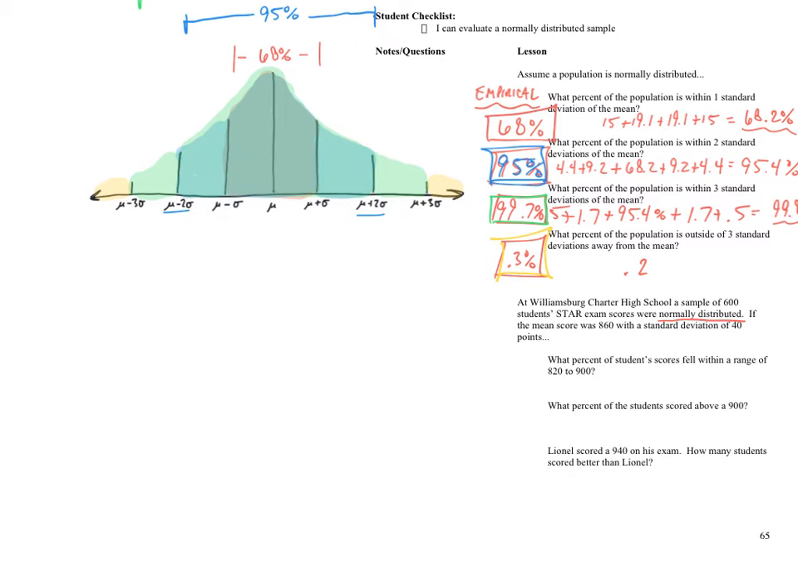So actually, before we do any of those questions, let's just take a look at the information they gave us. They said that the mean was 860, so I want to put that right there in the middle of my normal distribution curve. And the standard deviation is 40. So when I do 860 plus 1 standard deviation, that's just 860 plus 40, which is 900. And I could add another 40. And I could add another 40. And I could also have been subtracting 40.